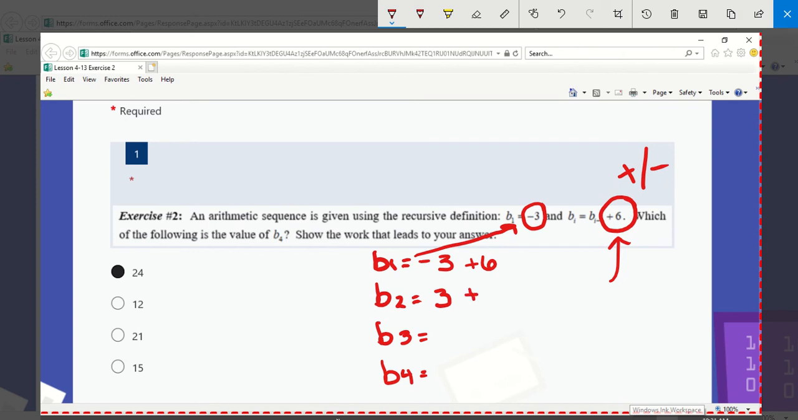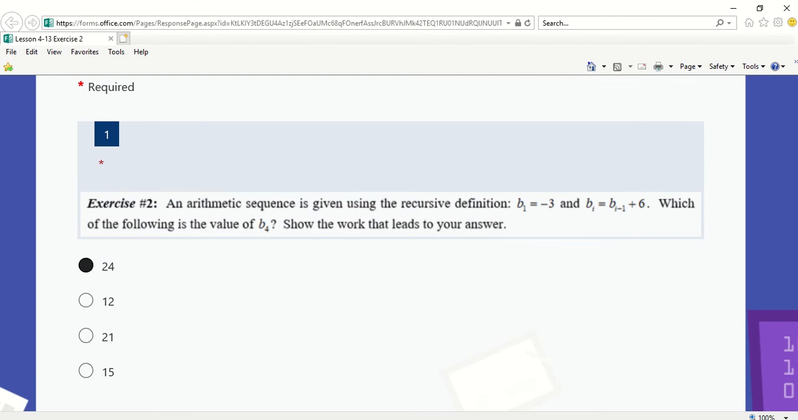What's negative 3 plus 6? 3. Add 6. 3 plus 6? 9. Add 6. 9 plus 6? 15. I found the fourth term to be 15. That's what arithmetic sequences are. Very simple. Starting term. How do I move from the term to the next? As long as you always remember these are the two important things, and this stuff is just basically gibberish. Okay, so you can submit 15 for your exercise 2, and then let's go back to OneNote.